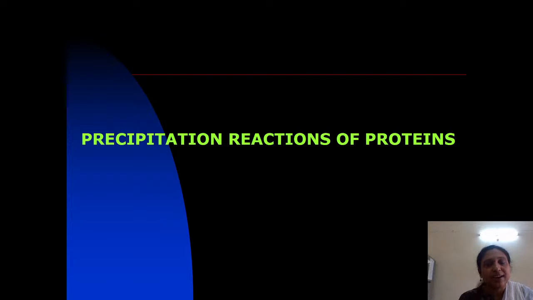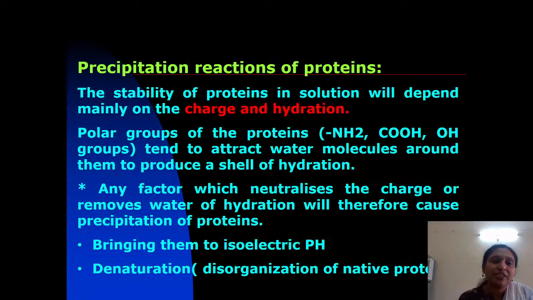Then coming to the next one, another property of the proteins is the precipitation reactions of proteins. Precipitation reactions means we know that proteins are charged molecules with a definite size and shape. Proteins are large molecules with a definite size and shape, and they are charged molecules. The stability of a protein in solution depends upon two factors: the charge present on the surface, and the degree of hydration.